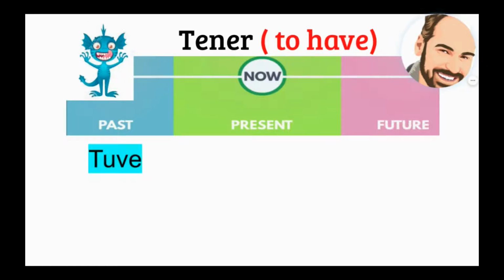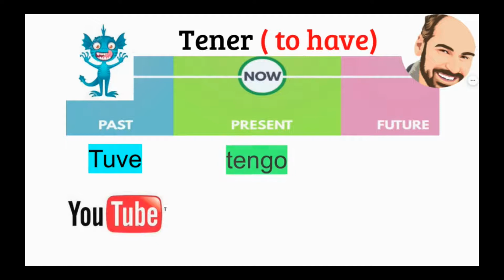The past of tener is tuve. Tuve. It sounds like "you too". The present is tengo. Tengo. And the future, tendré. Tendré.